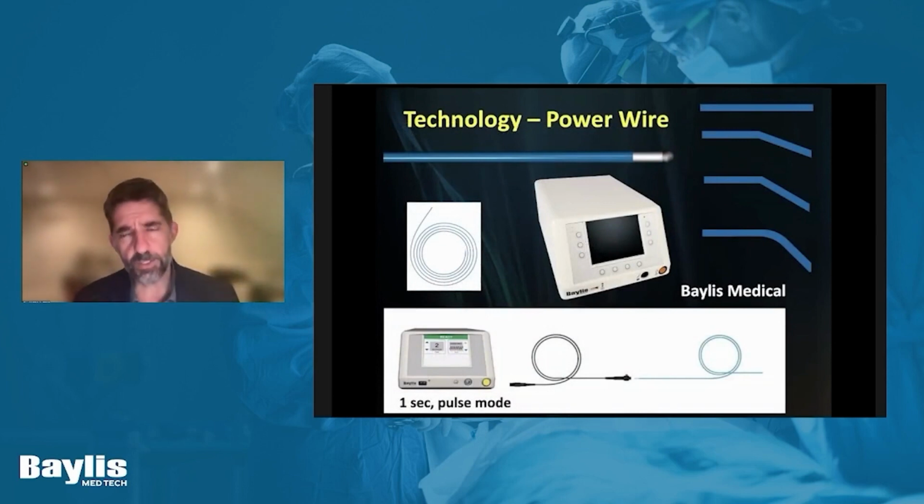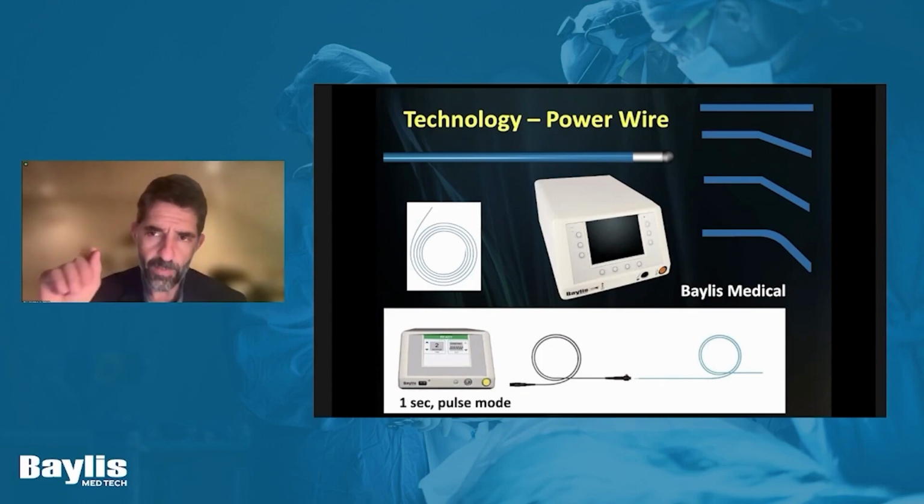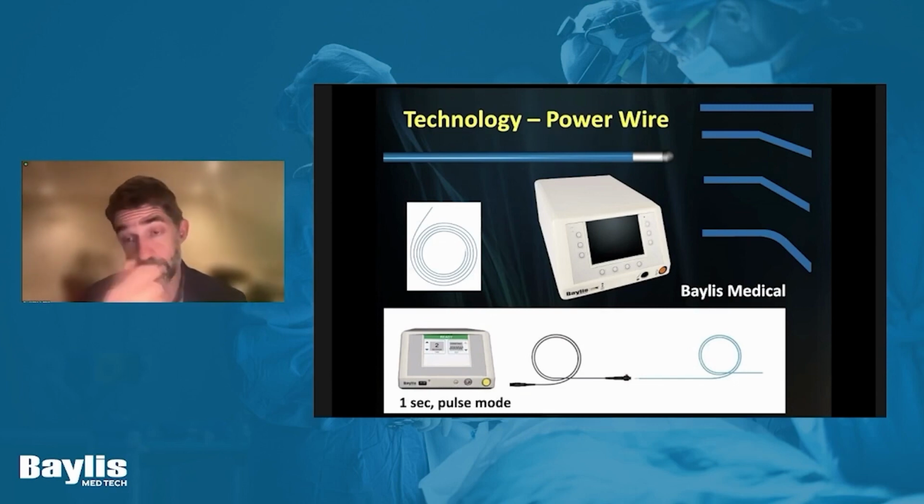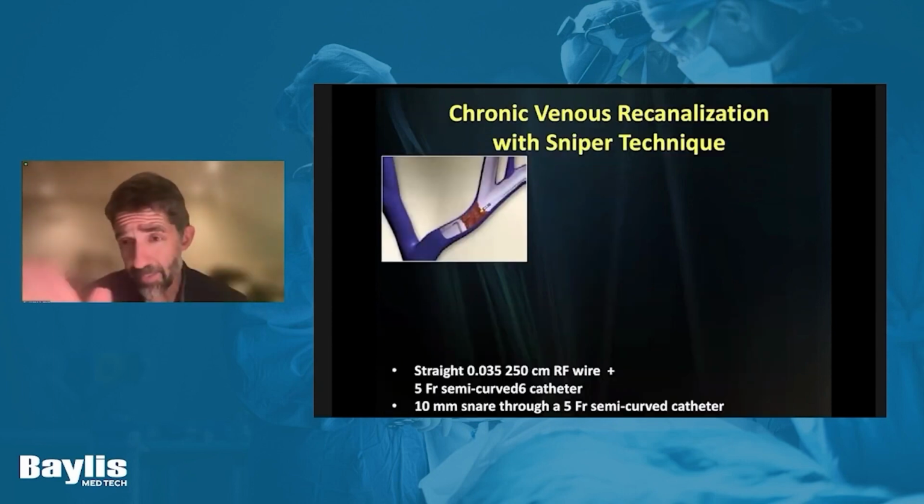So the technology of the PowerWire is basically a generator that typically uses 1 second of energy in pulse mode. The guide wire is insulated across, and only at the tip, at both ends, are there areas that are active. On one side you connect the cable that is connected to the generator. On the other side is the active tip that you push against any soft tissue. It crosses basically any soft tissue. It does not cross calcifications.